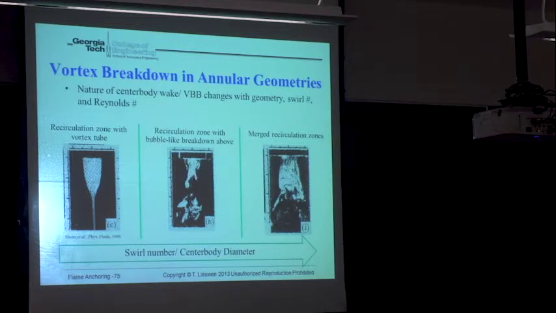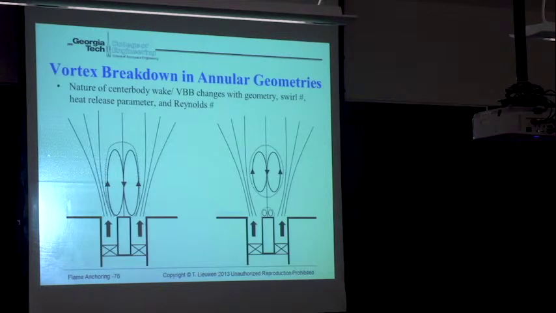But this right here gives you an insight into what the recirculation zone is right behind the center body. And this is basically the wake of the center body. And then this right here is the vortex breakdown bubble. My point is that the wake of the center body and the vortex breakdown bubble can either be separate structures or they can be merged structures. So let me just jump ahead a slide.